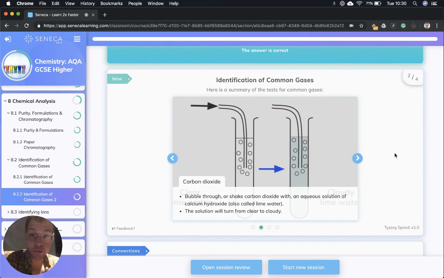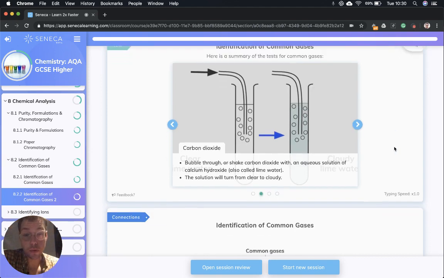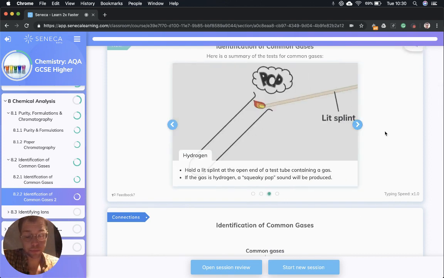Now, this is a little bit of a review from the previous episode, so I hope you've checked it out and you should be experts. So how do we check for carbon dioxide? We bubble the gas or shake the gas through an aqueous solution of calcium hydroxide. That's also known as lime water. And that solution goes from clear to cloudy, okay?